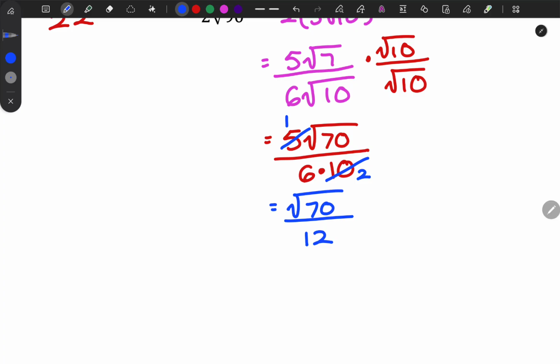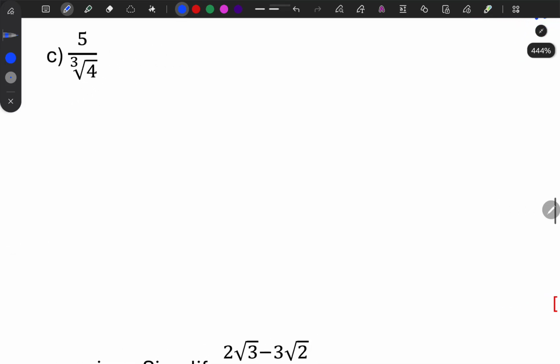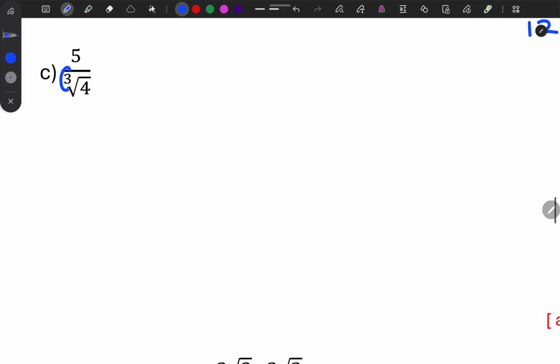Okay, well, hopefully those two felt okay. Let's take a look at C, because C is a little more fun. And the reason it's a little more fun is that lovely index right there. Notice we have a cube root.